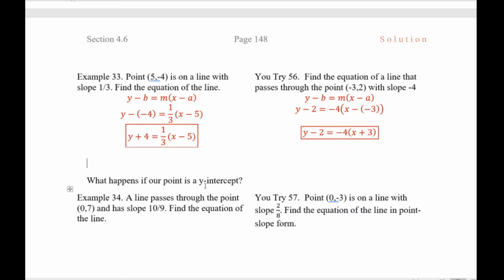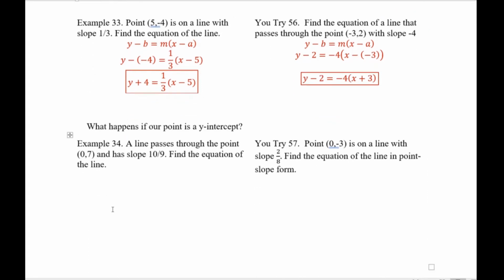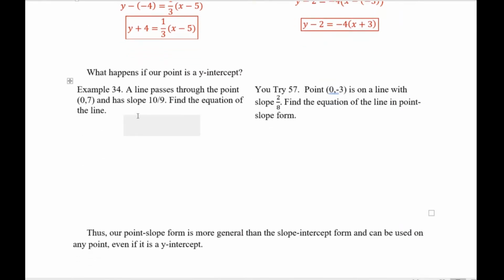Now, what happens if our point is a y-intercept? A line passes through the point (0, 7) and has slope 10/9. Find the equation of the line. Well, because my x-coordinate is 0, this turns out to be a y-intercept. We know how to do this using the slope-intercept form, but what happens if we use the point-slope form?